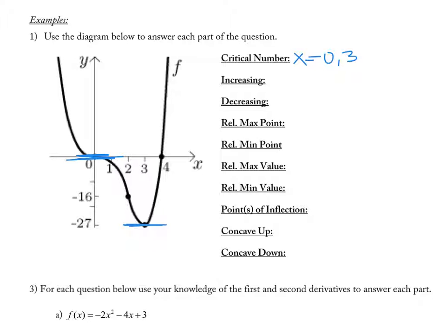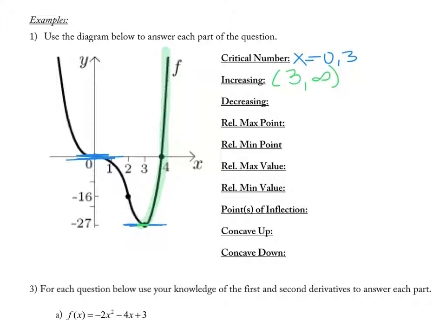All right, so where is the function increasing? That means as x gets larger, the y values get larger. Okay, and there's actually only one spot where we are increasing, and it's this interval right here. So that would be from 3 to infinity. Okay, so now we're going to go ahead and do for when the function is decreasing.